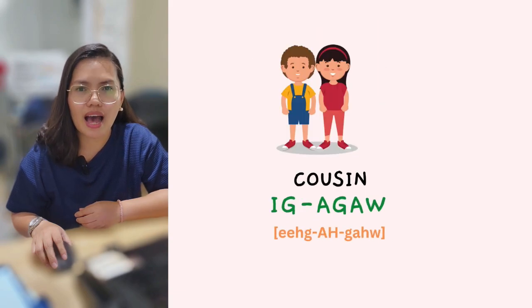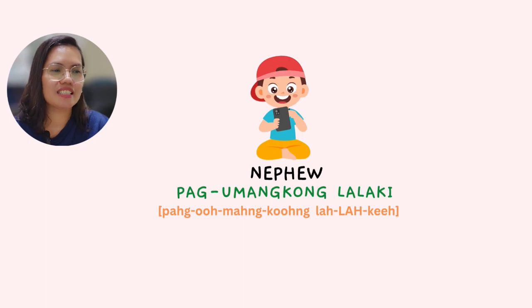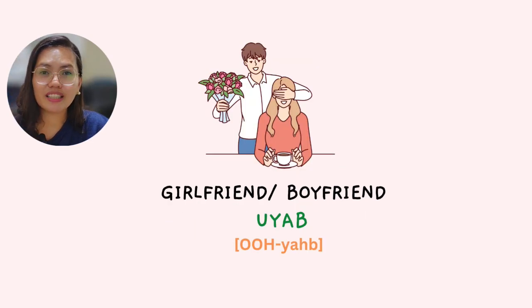Ig-agaw. Niece is pagumangkong babae. Next one, we have nephew. Nephew is pagumangkong lalaki. Next one, niece or nephew, pagumangkon. Next word, girlfriend or boyfriend. We call it uyab.